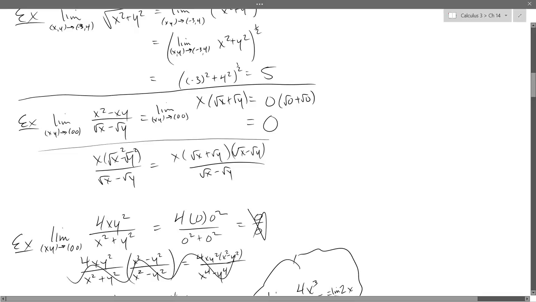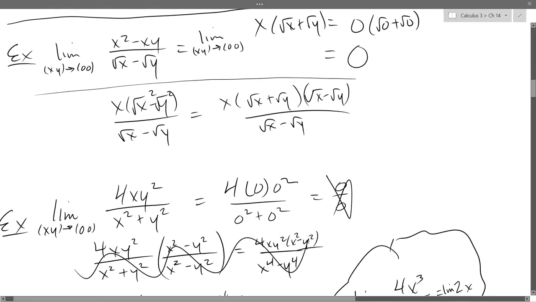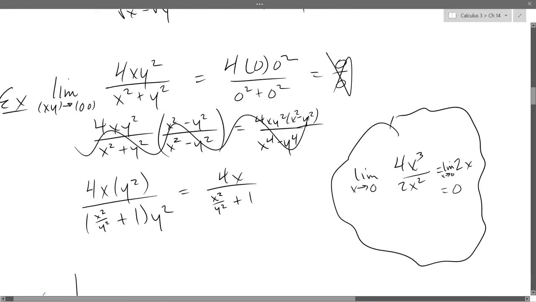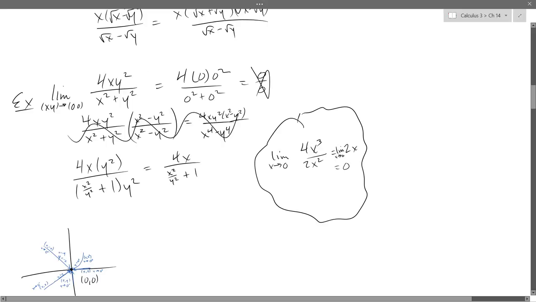All right, so it was this one at the top of the screen. Is that right? No. Oh, it's almost exactly like the one we just did. It just has a 4 instead of a 2 and the other variable squared. All right, so let's take this one.